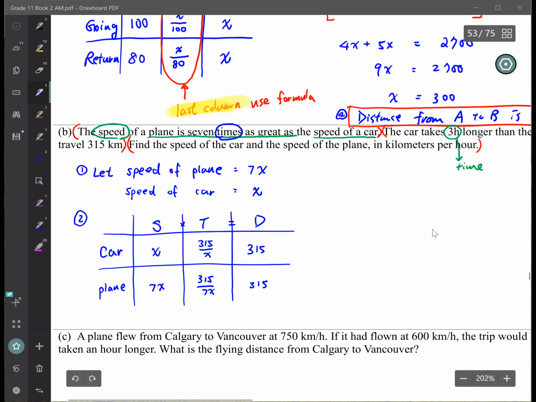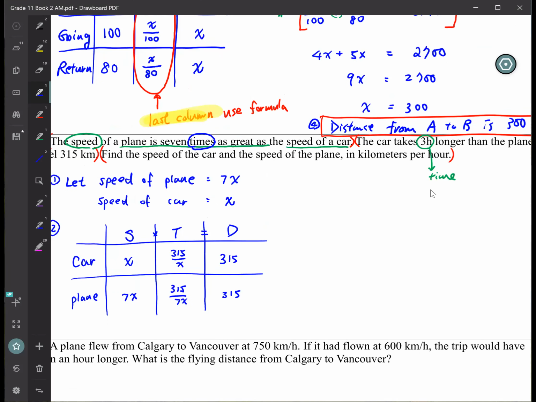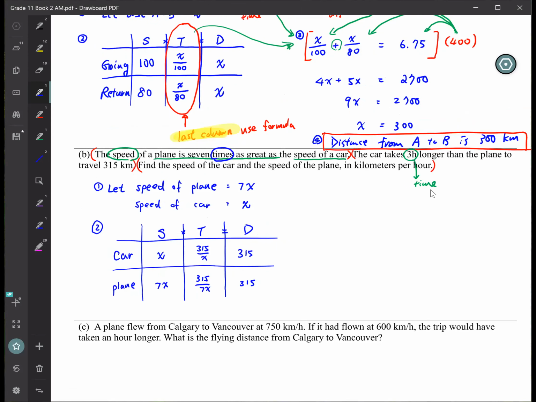So the only thing that we are not using is the 3 hours. You cannot put the 3 hours into any of the boxes, because it's comparing the time for each vehicle. Both the car and the plane travel 315 kilometers, but because the plane is faster, the time will be different. If you want, you can write it on the side: just remember the car is slower, the plane is faster.